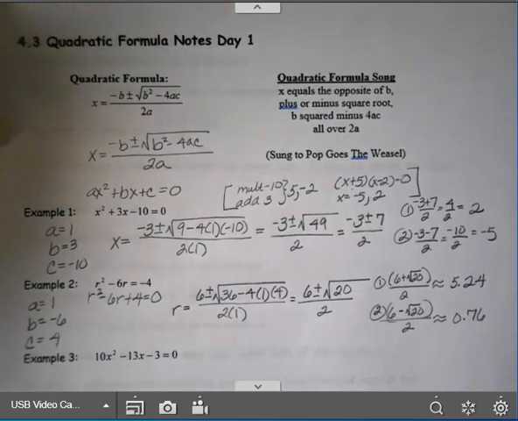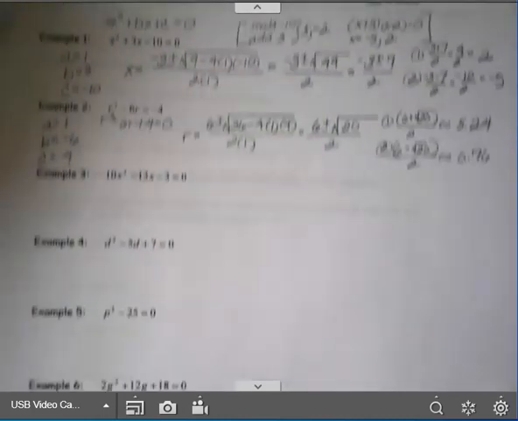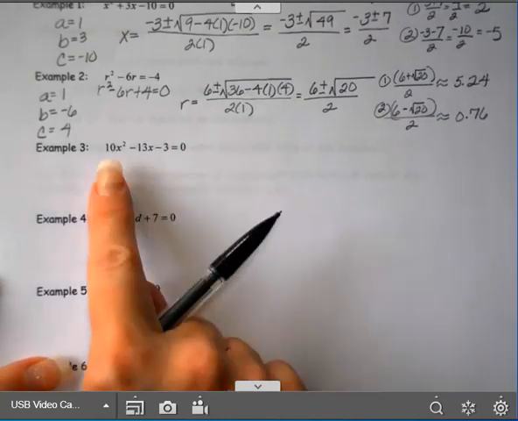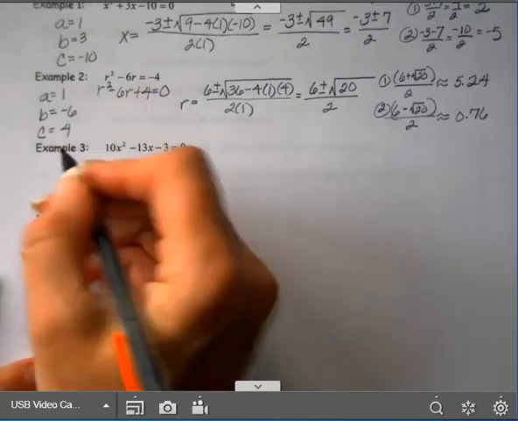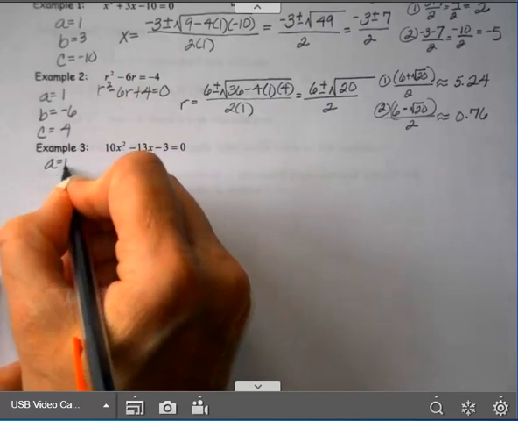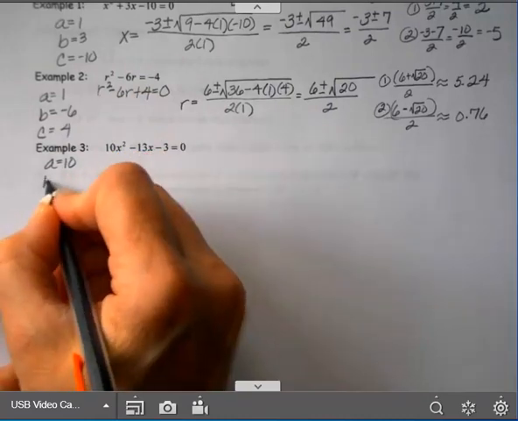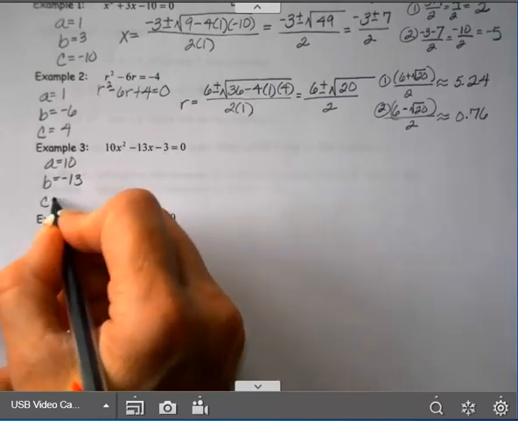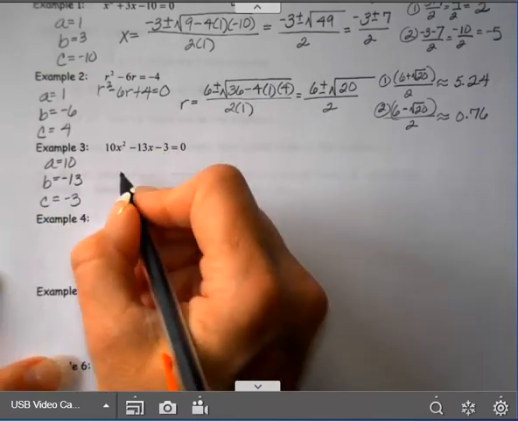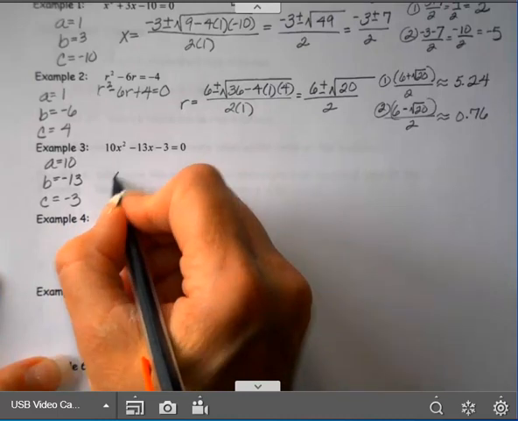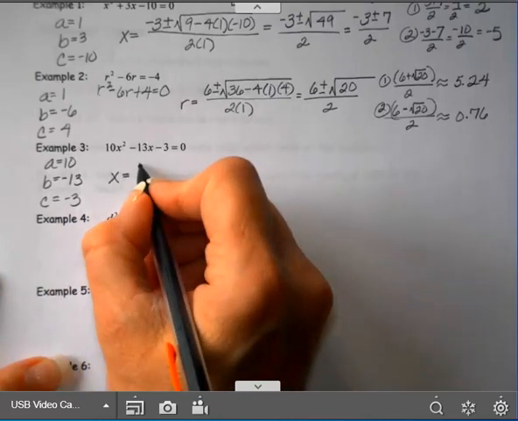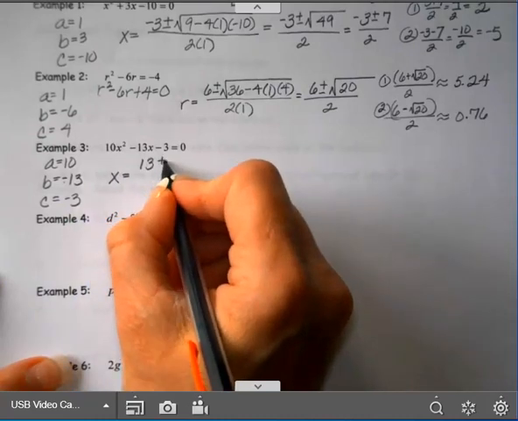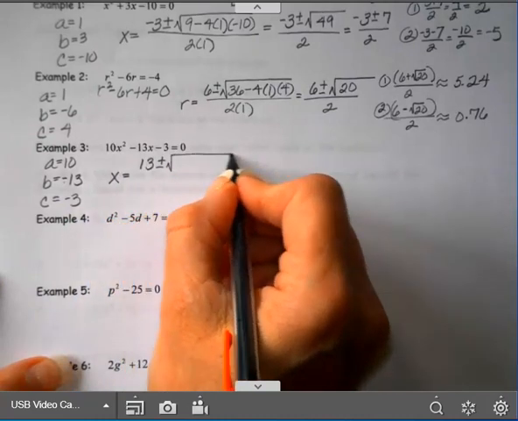On example 3. This time, our A value is not 1. A is 10, B is -13, and C is -3. So we have X equals the opposite of B. So the opposite of -13 is positive 13, plus or minus the square root.